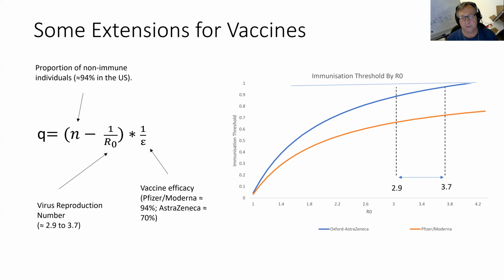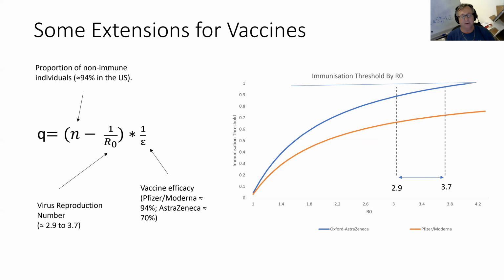And so just for illustrative purposes, we've chosen a range for R naught between 2.9 and 3.7. So you remember when I was referring to this before, I referred to the number 5, and I tried to tell you that was probably too big. If you look at the empirical literature, it looks like it's between about 2.9 and 3.7. Well, we can do a simple calculation in the case of the US. So if we thought that 94% of the population is not immune at this point, then N would be 0.94. If we think R naught is somewhere between 2.9 and 3.7, we can plug that into the 1 over R naught thing. And then we can consider two scenarios, one where we have 70% efficacy or 94% efficacy.